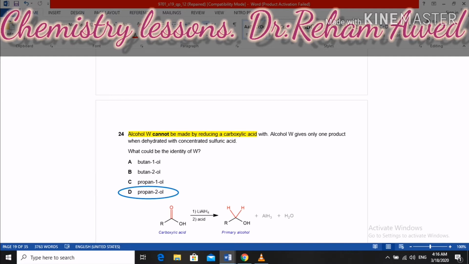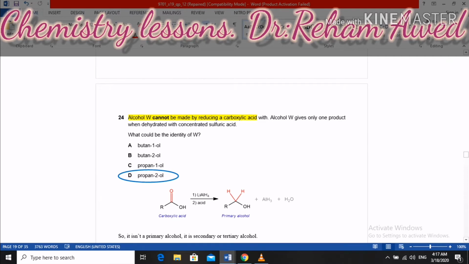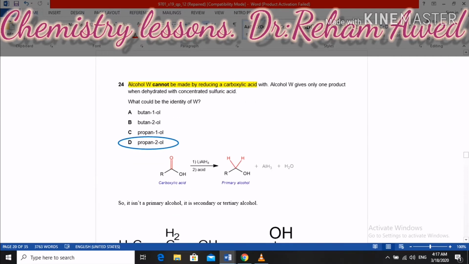Okay, if we reduce a carboxylic acid, the reduction will form an aldehyde at first and then our primary alcohol. And our alcohol cannot be made by reducing a carboxylic acid. So, of course, we should cancel all primary alcohols. So it isn't a primary alcohol, it is a secondary or tertiary alcohol. So we will start to look at our choices.